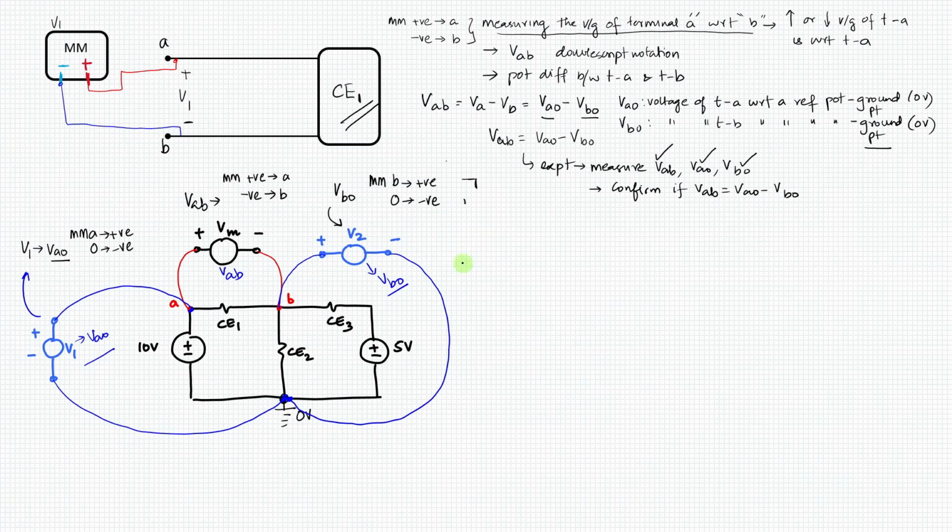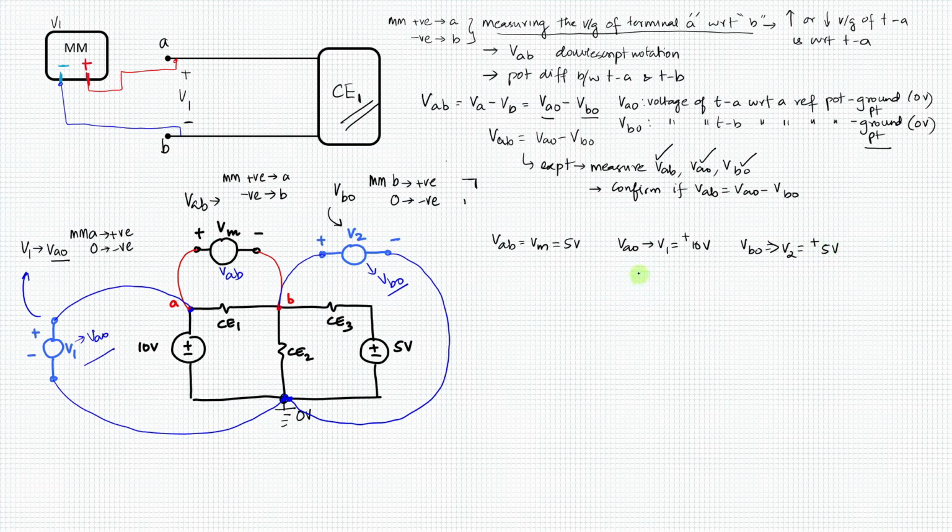So from the experiment that we just did, you saw that VAB, which is equal to the voltmeter VM value, was equal to 5 volt. VA0, which was measured by V1, is equal to plus 10 volt. And finally, the value of VB0, which was measured by V2, was equal to plus 5 volt. Okay, so you know that.